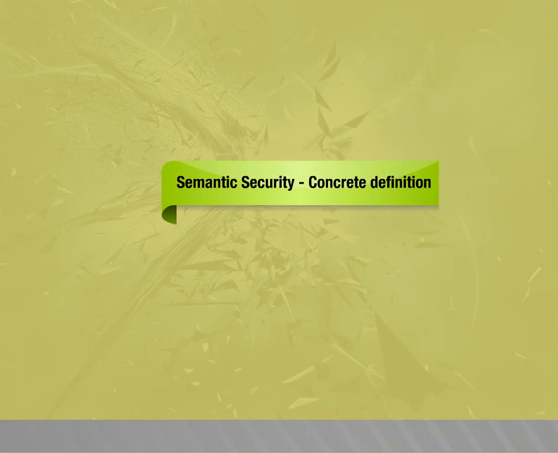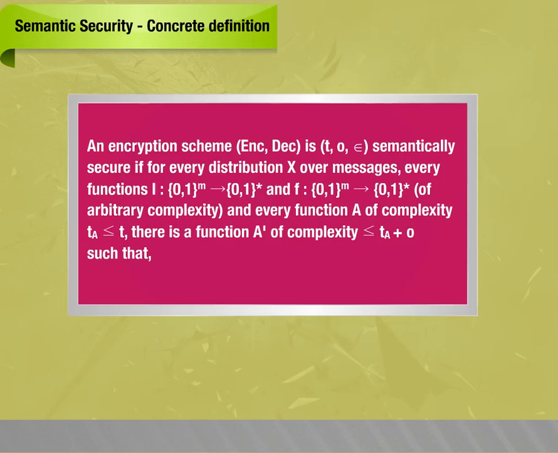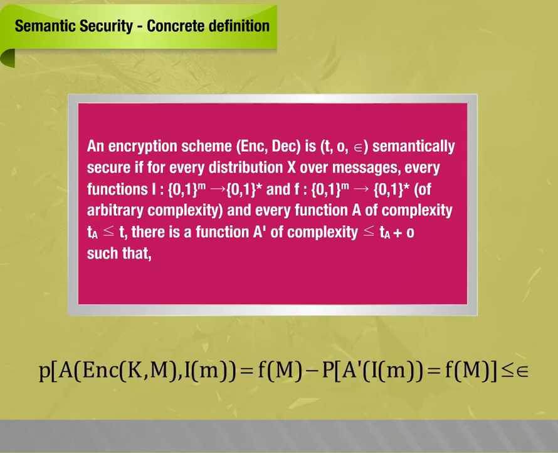Semantic security, concrete definition. An encryption scheme (ENC, DEC) is (t, o, epsilon) semantically secure if for every distribution X over messages, every functions L: {0,1}^m -> {0,1}* and f: {0,1}^m -> {0,1}* of arbitrary complexity, and every function A of complexity T_A less than or equal to t, there is a function A' of complexity less than or equal to T_A plus o such that P[A(ENC(k, m), I(m)) = f(m)] - P[A'(I(m)) = f(m)] is less than or equal to epsilon.